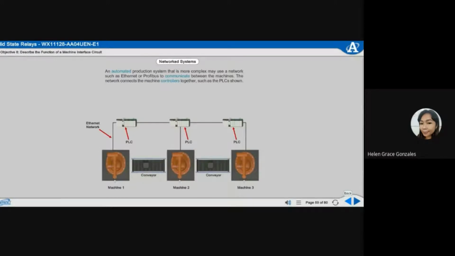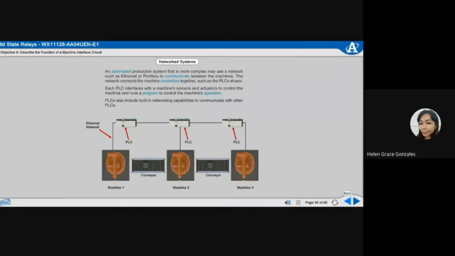An automated production system that is more complex may use a network such as Ethernet or Profibus to communicate between the machines. The network connects the machine controllers together, such as the PLC shown. Each PLC interfaces with the machine's sensors and actuators to control the machine and runs a program to control the machine's operation. PLCs also include built-in networking capabilities to communicate with other PLCs.